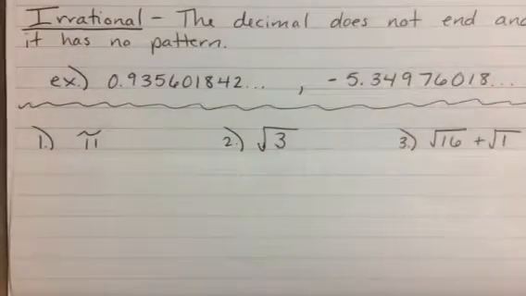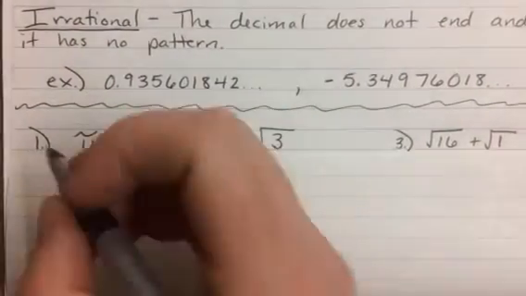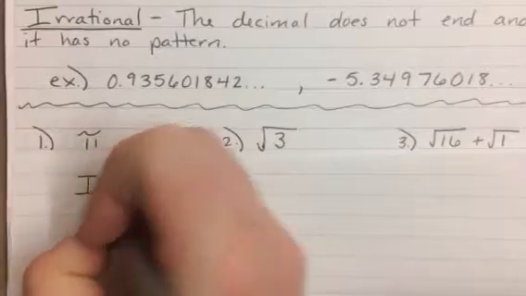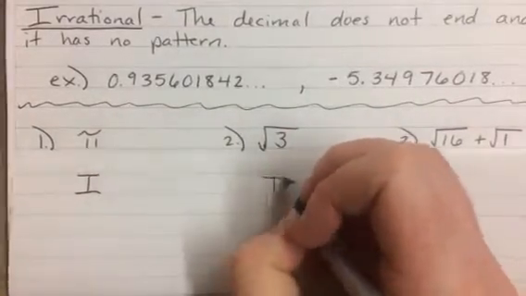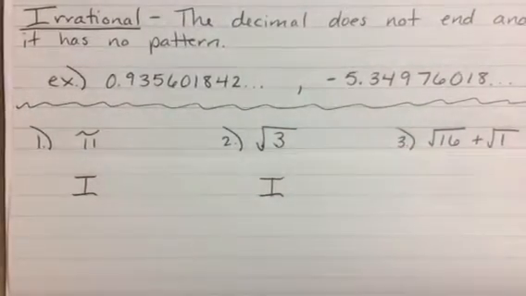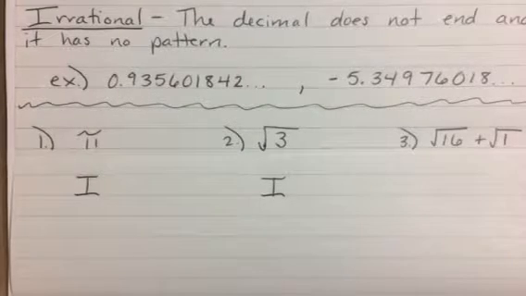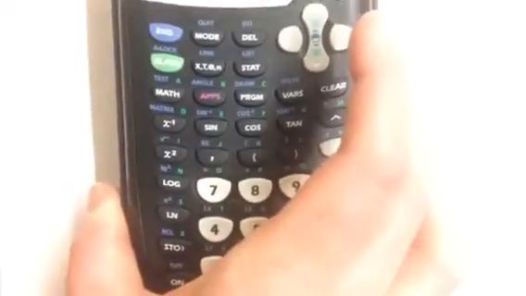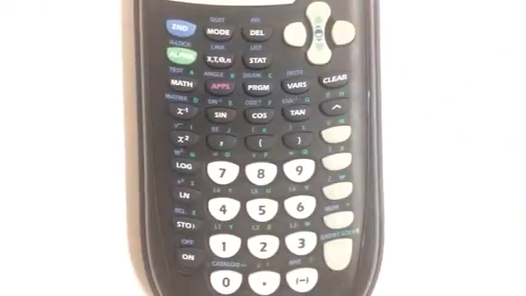Now, the next one we'll look at is the square root of 16 plus the square root of 1. And first I'll just label this. This is irrational. And then this is also irrational. The last one, square root of 16 plus the square root of 1. So I could take a couple of square root numbers and I could add them, subtract them, multiply them, divide them. So I'm going to show you how to do that.